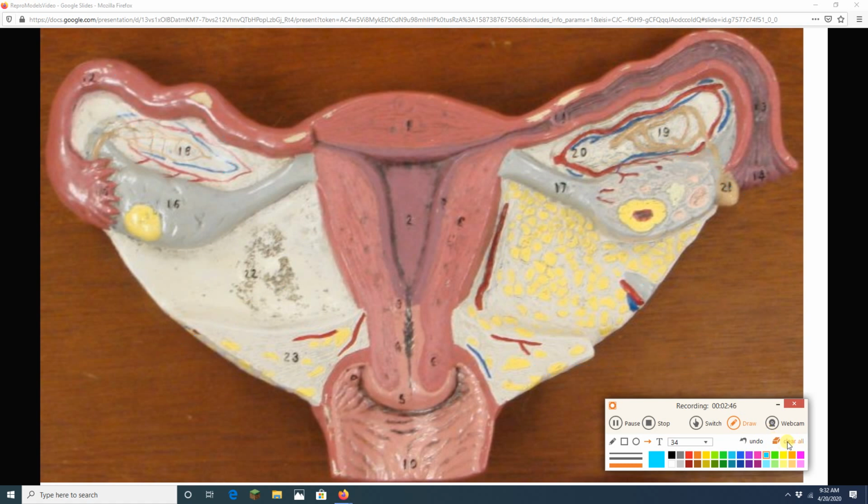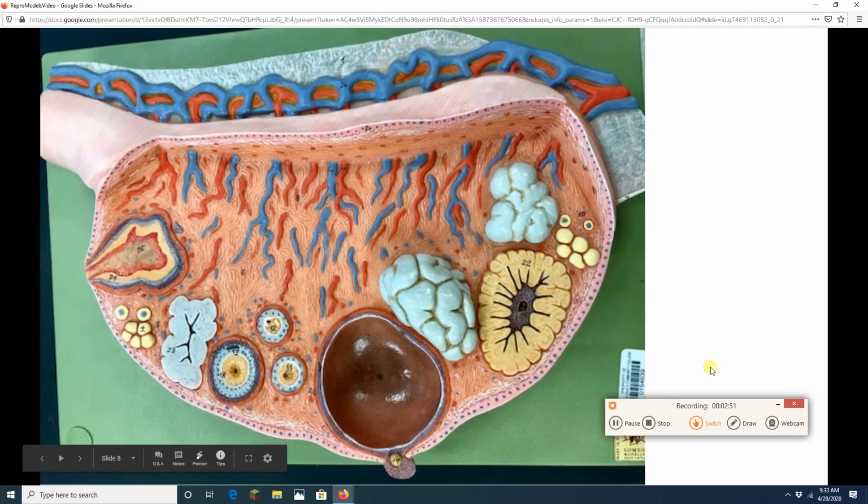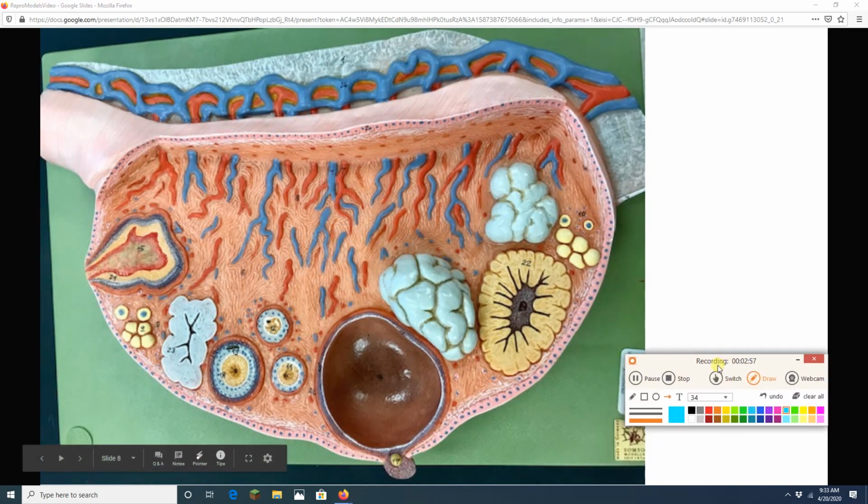Okay, I think we're done with this model. Yay. So now we can look at an ovary model. This is an ovary right here. And it's got all sorts of stuff going on. The ovary has an ovarian ligament anchoring it. We see an ovarian vein and an ovarian artery.